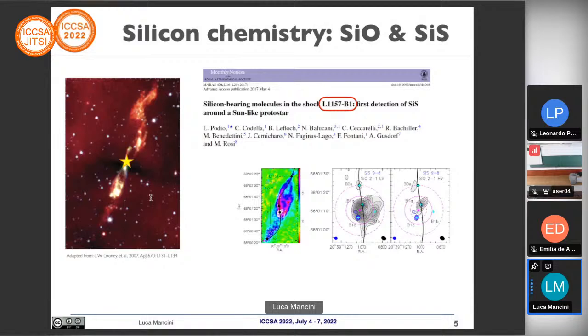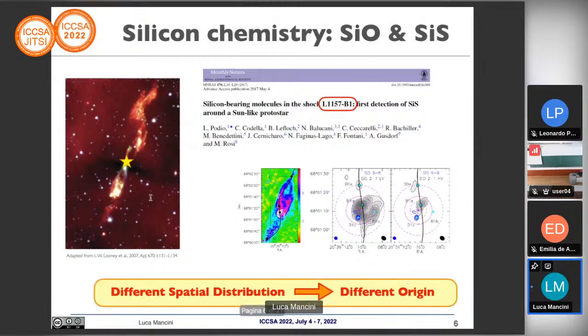A possible suggestion for the different spatial distribution is a different chemical origin. In particular, SiO is believed to be formed directly from the sputtering of the dust grains, while SiS is believed to be formed via gas phase reactions. And if this is true, we can consider SiO as a tracer for shock regions.